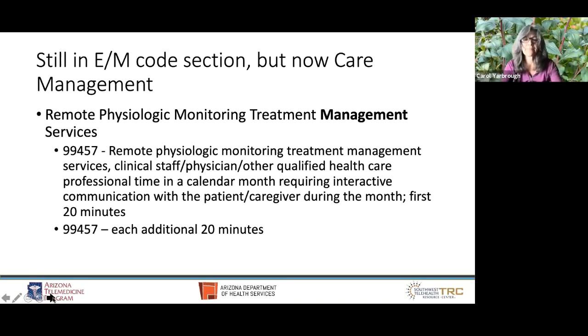My machine's heating up here. Thanks, Zoom. Anyway, oops, there is a typo. That is a 99458 for each additional. I will fix that before we distribute the slides.